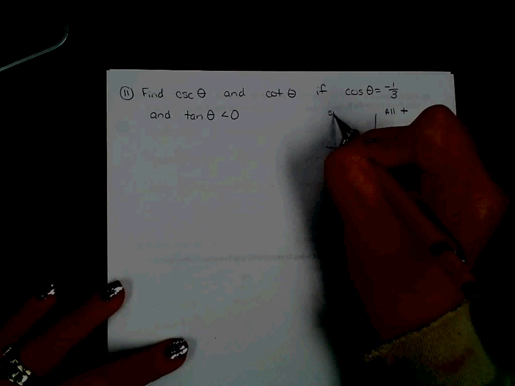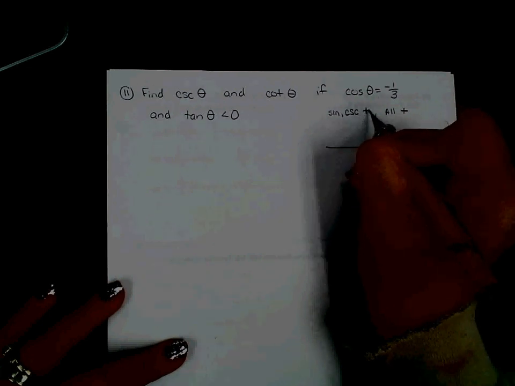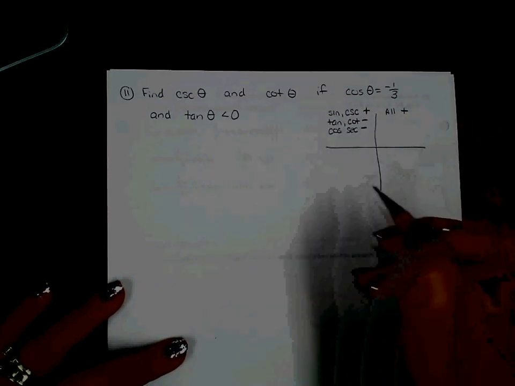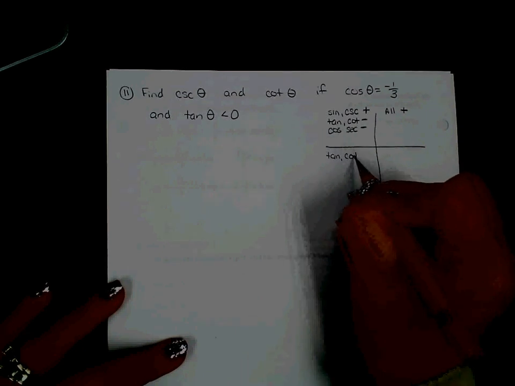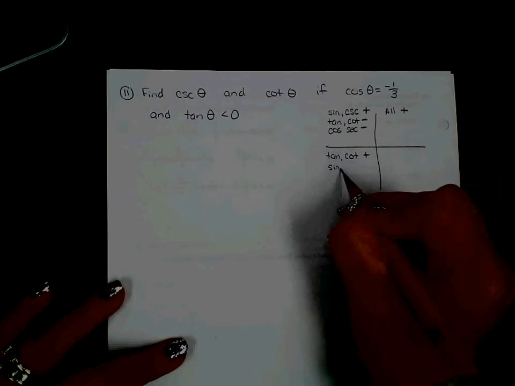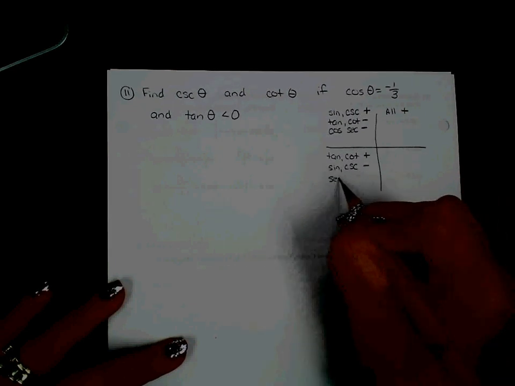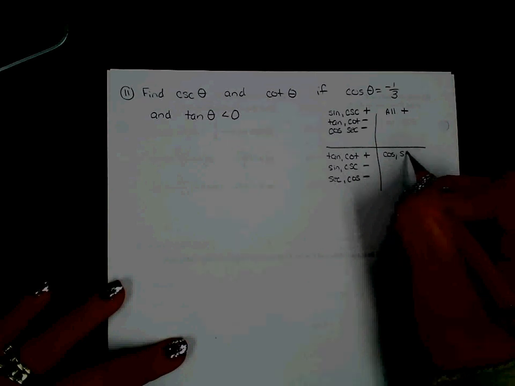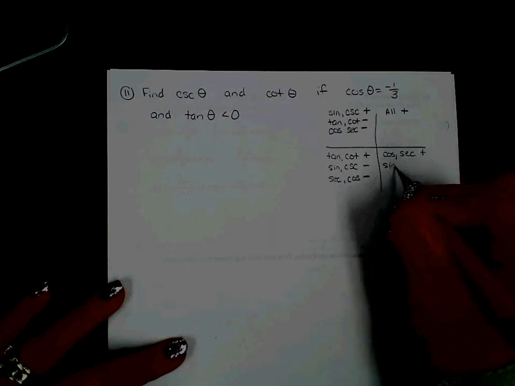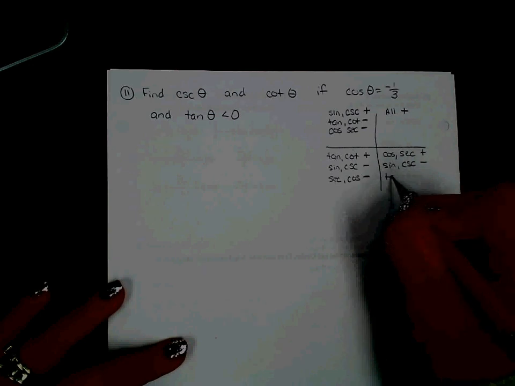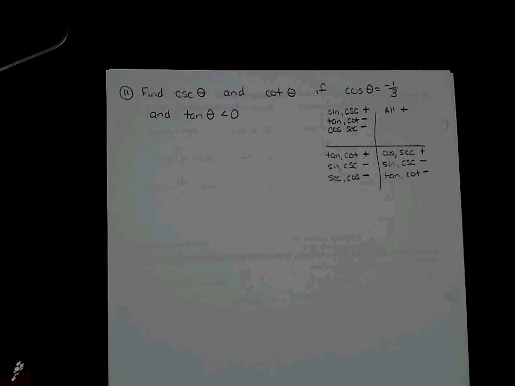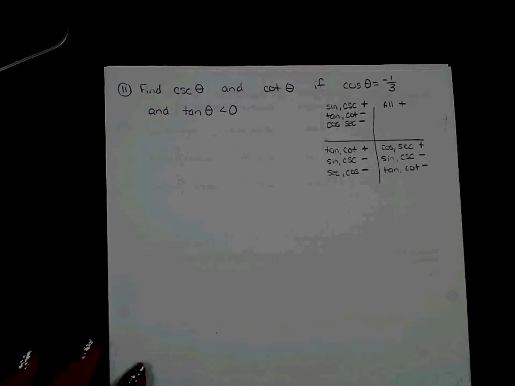Sine and cosecant are positive in the second, which means tangent, cotangent are negative, cosine and secant are negative. In the third quadrant, tangent and cotangent are positive, sine and cosecant are negative, secant and cosine are negative. In the fourth quadrant, cosine and secant are positive, sine and cosecant are negative, tangent and cotangent are negative. I write them that way side by side because those are reciprocals of each other, and a reciprocal always has the same sign.